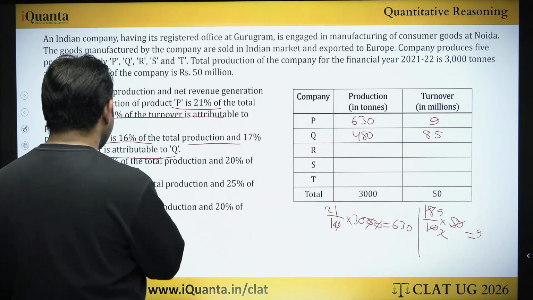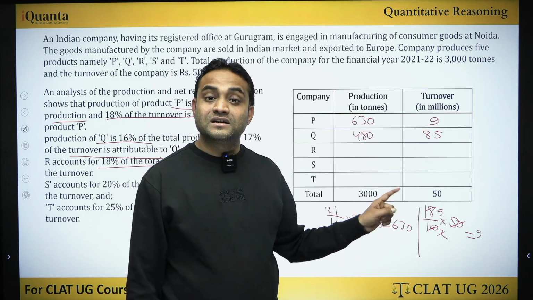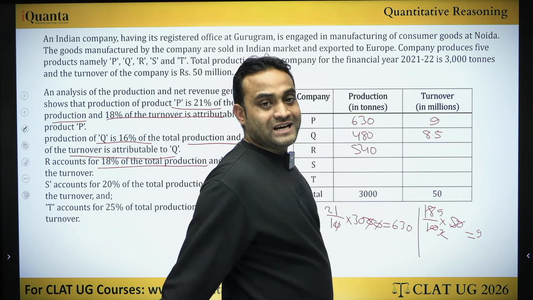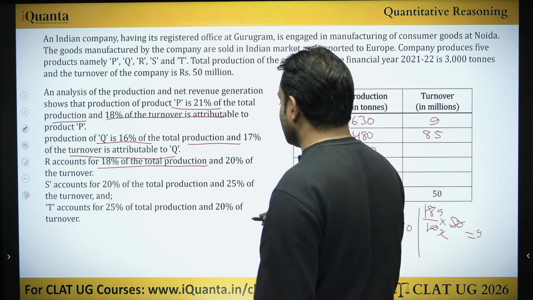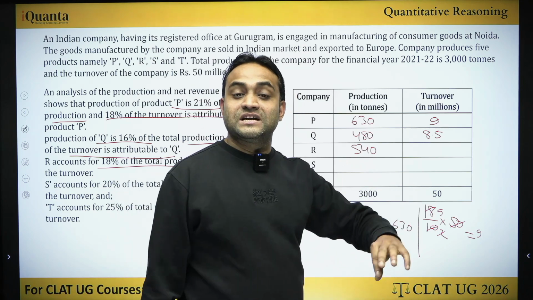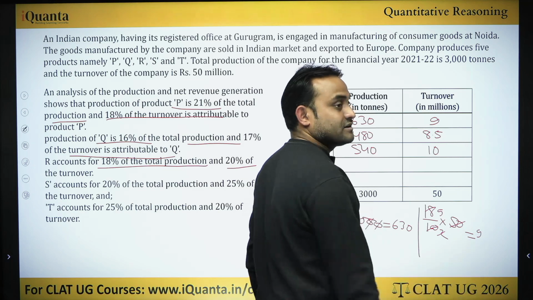R accounts for 18% of the production. What is 1%? 30. 30 into 18. So 540 tons is the production. What is 20%? We just saw that. 20% is nothing but 1 by 5. So 1 by 5 of 50 is 10.